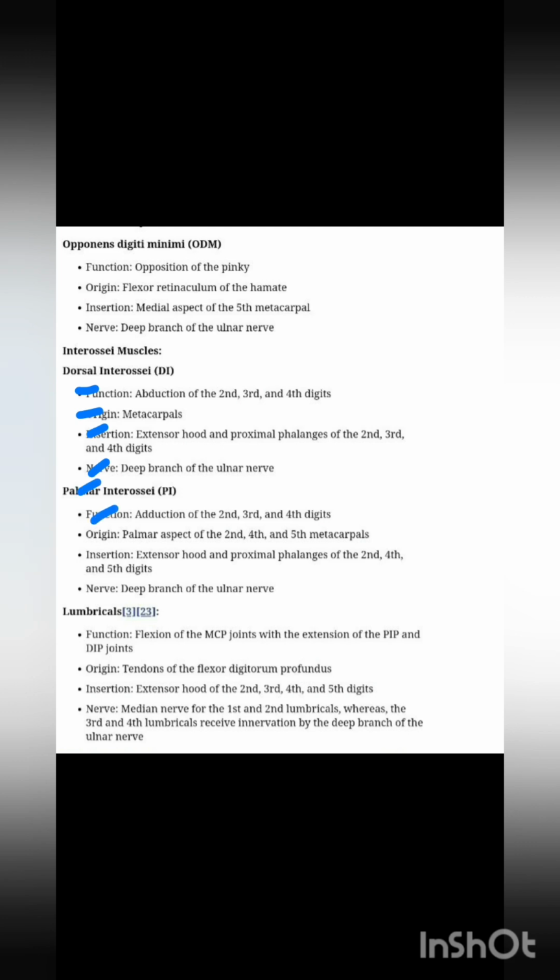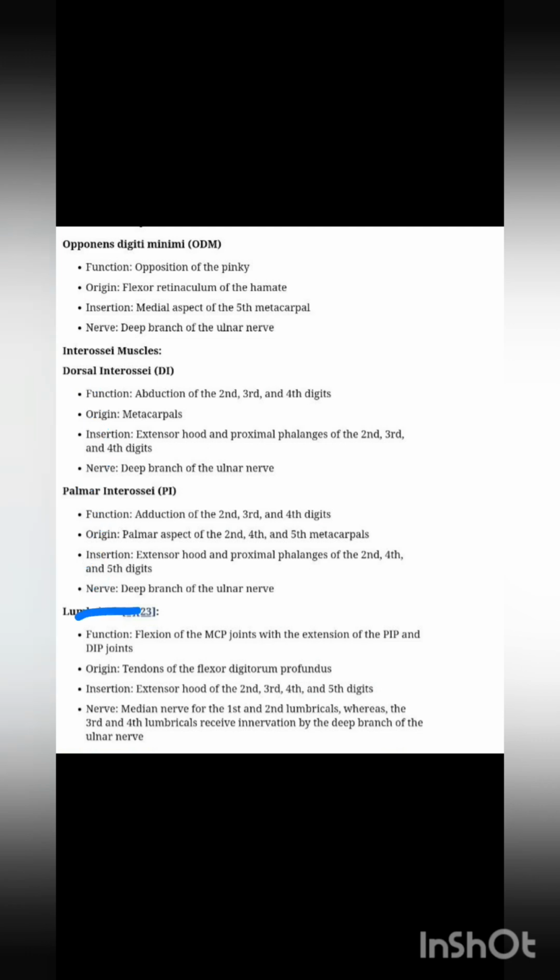Palmar interossei. Function: adduction of the second, fourth and fifth digits. Origin: palmar aspect of the second, fourth and fifth metacarpals. Insertion: extensor hood of the proximal phalanx of the second, fourth and fifth digits. Nerve: deep branch of the ulnar nerve.